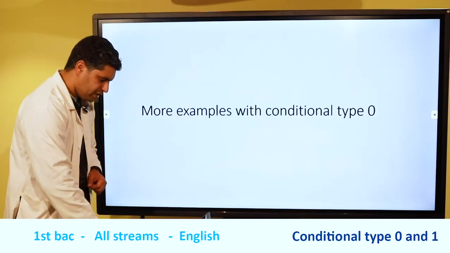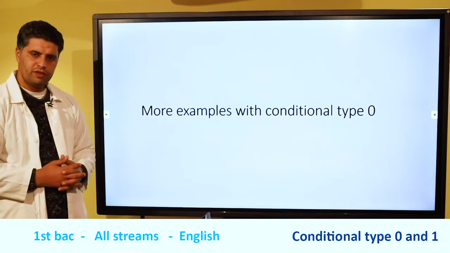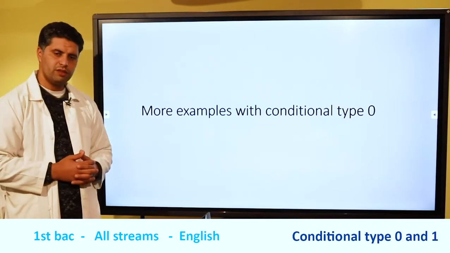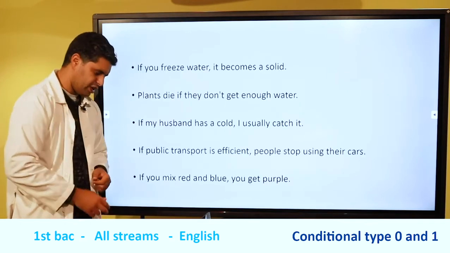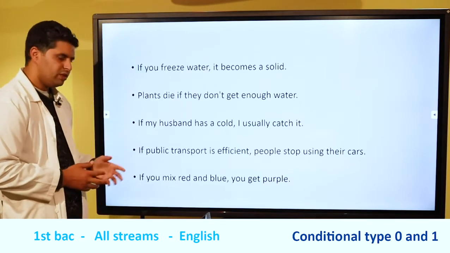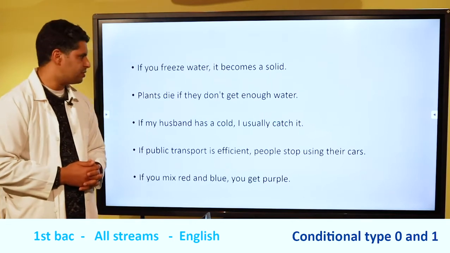Okay. Now let's take more examples with the first conditional, which is conditional type 0, to know how we can use it and when we can use it. So here we have some examples, as you can see.